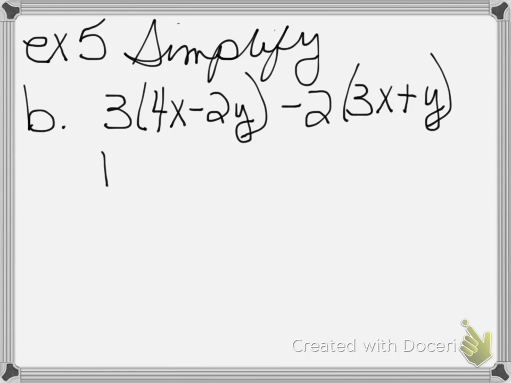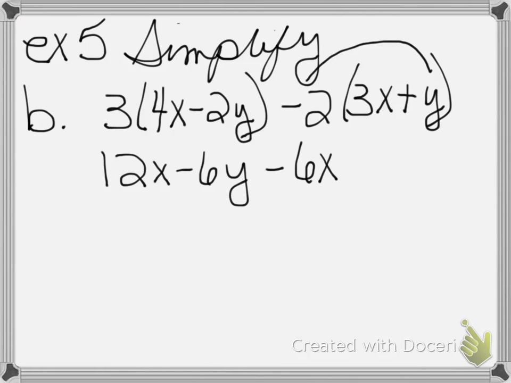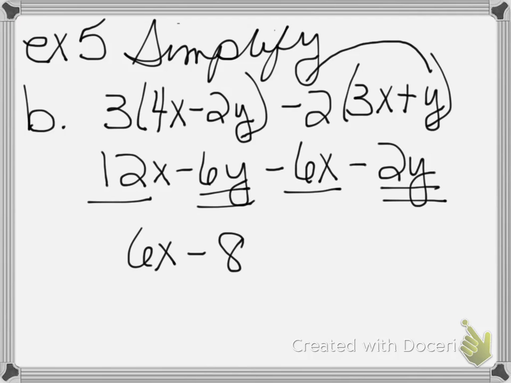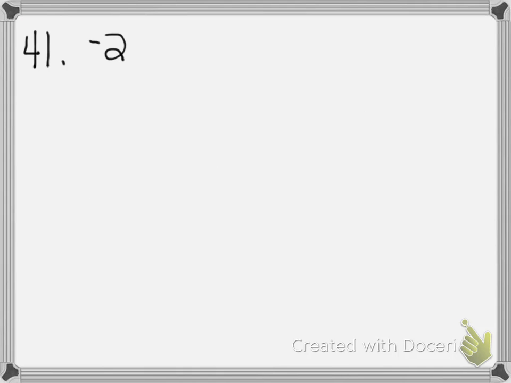Okay, we're going to do the distributive property once again. Now be very careful in the second parentheses. That's a -2 times everything in that parentheses, so you have to distribute not 2, but -2. Be very careful. This is where people make their mistake. -2 times 3x is -6x, and -2 times a positive y is -2y. Combine your like terms, and again I'm going to combine them alphabetically. -6y and -2y is -8y. Here's problem number 41.